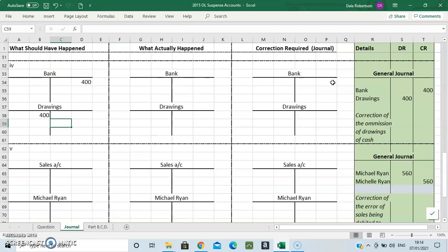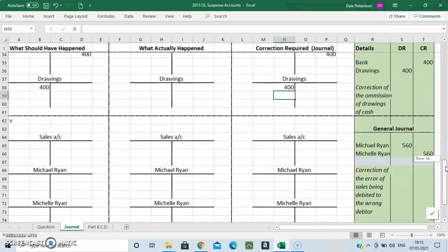So how do we correct that? Well, we just put in what is correct. And that is 400 here and 400 on the debit side here. And now you journalize this column always. So that's bank of 400 here and drawings of 400 here. And that is the correction of the omission of drawings in cash.